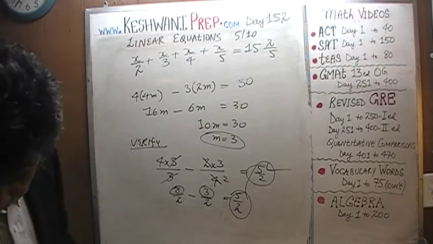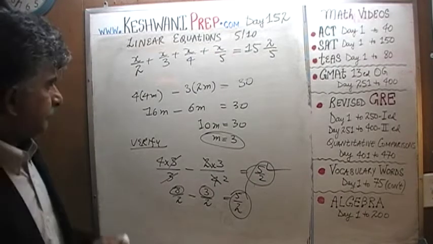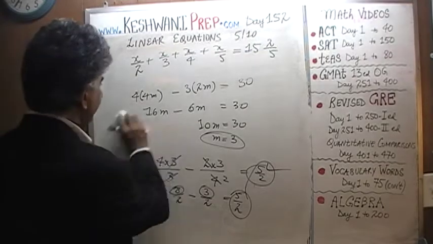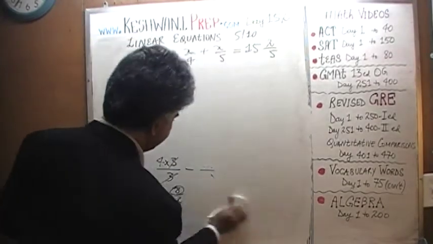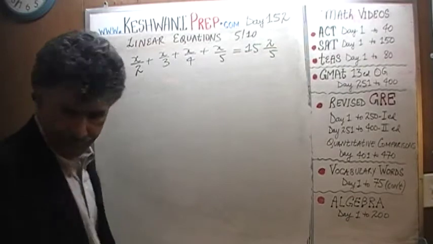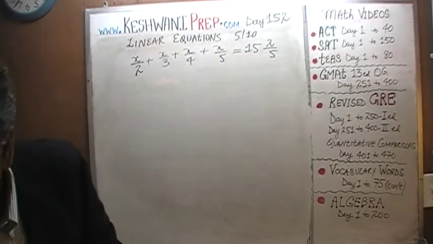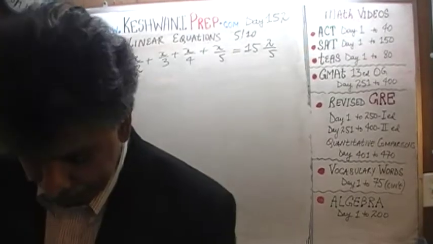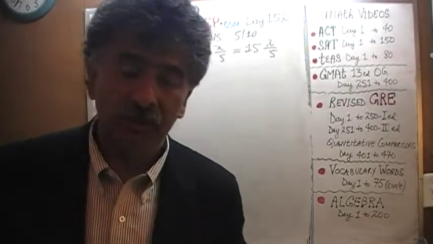All right. First things first, we have to find the least common multiple. I believe that's what it's called. I'm not sure about it.